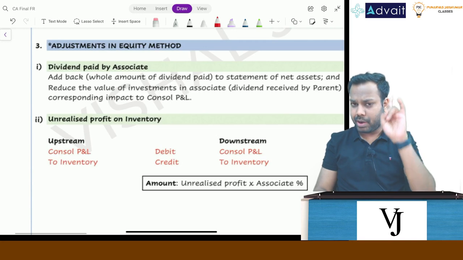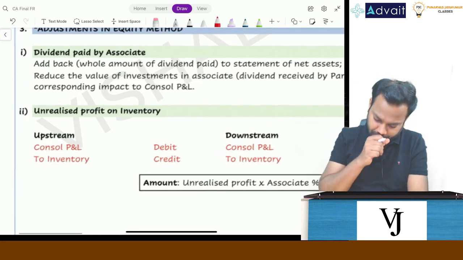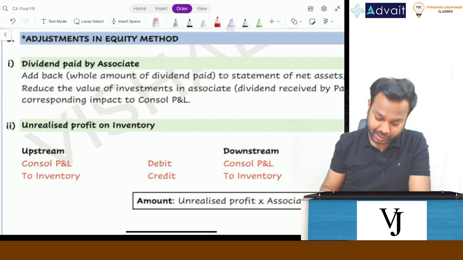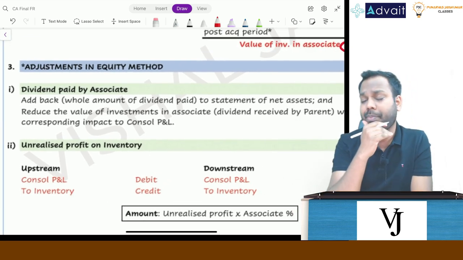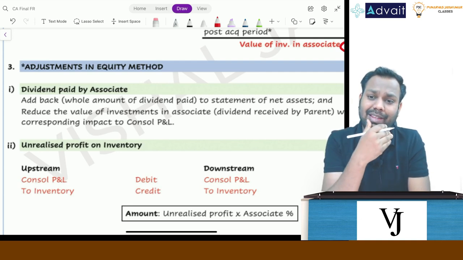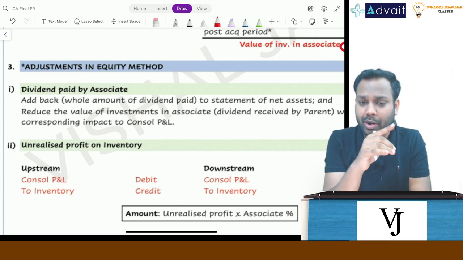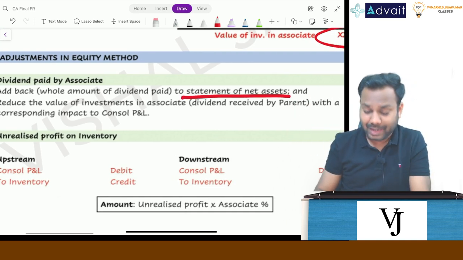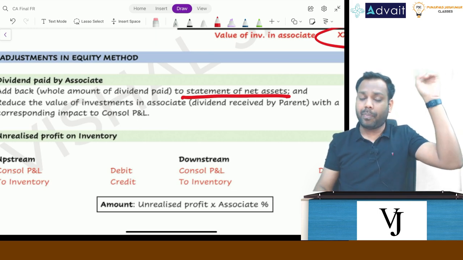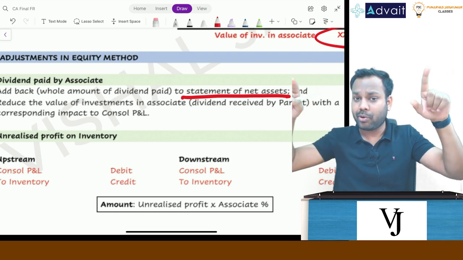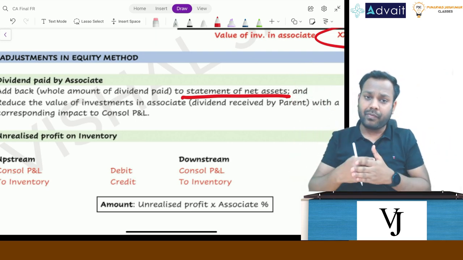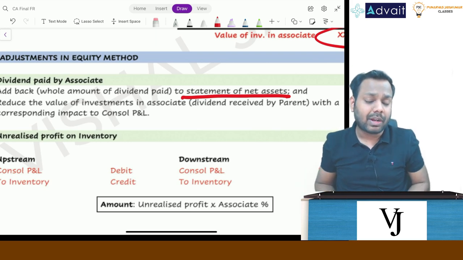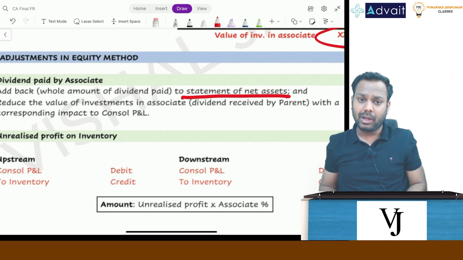Now, important adjustments. Dividend paid by associate. Understand what happens here. When the associate pays a dividend to the parent company, and the parent receives it, it will be called dividend income, so we have to knock that off. Add back the whole amount of dividend to the statement of net assets, exactly the same as what we studied in subsidiary, right? If opening and closing RE is given, and the dividend payout is given, then add back the dividend and arrive at the correct amount of profits, and from this profit you can allocate to pre and post period so that you arrive at the correct amount of retained earnings on the date of acquisition. So this logic remains the same.